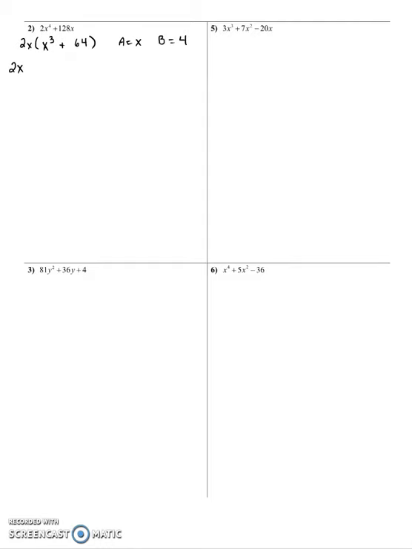So we have a 2x, and the x cubed plus 64 is a, which is x, plus, remember signs are the same in the first parentheses, plus 4 times a squared, so x squared, minus, because the signs are opposite in this one, a times b, so that's x times 4, which is 4x, plus b squared, which is 4 squared, or 16. And we're done. That's as far as that factors.